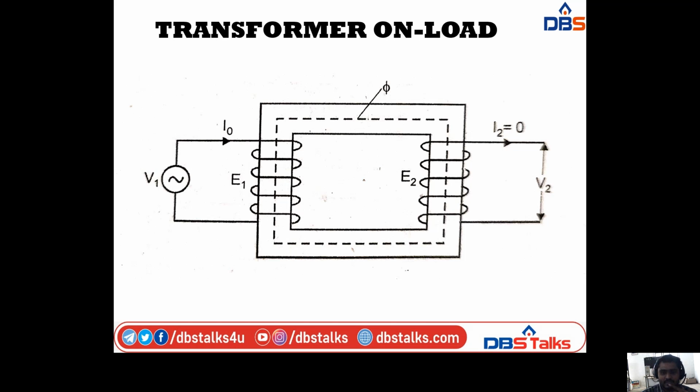Here the secondary winding is in open condition. There is no secondary current, that is I2 is equal to 0. But we have I0, the no load primary current, and E1, the induced EMF in the primary winding, and E2, the induced EMF in the secondary winding, and V2, the terminal voltage, and V1 is the supply voltage, and phi is the flux. This is the circuit diagram for the transformer on no load condition.